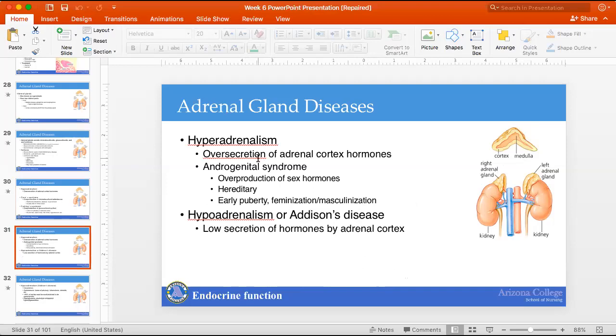So, hyperadrenalism, oversecretion of adrenal cortex hormones. Adrenogenital syndrome is overproduction of sex hormones, hereditary, and it's usually in early puberty, causing either feminization or masculinization. So you have an excess of one of these things.